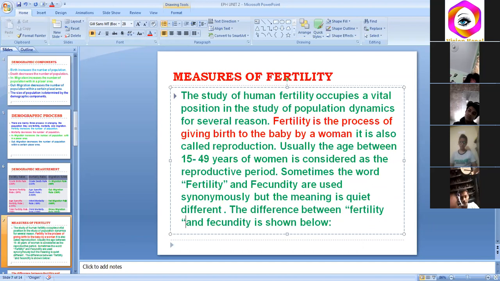Fertility and next one, fecundity. There are some differences between fertility and fecundity. We'll talk about it later.